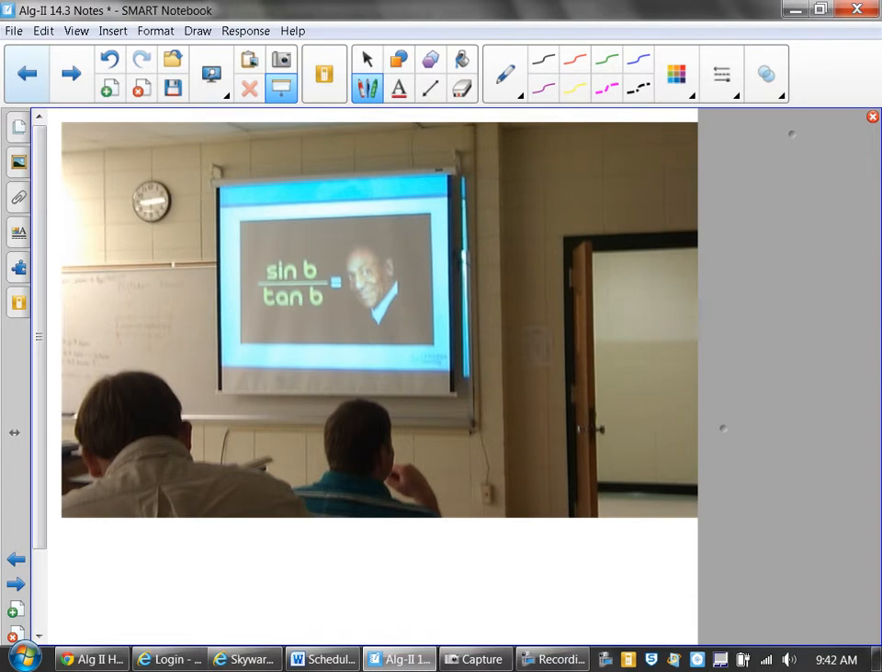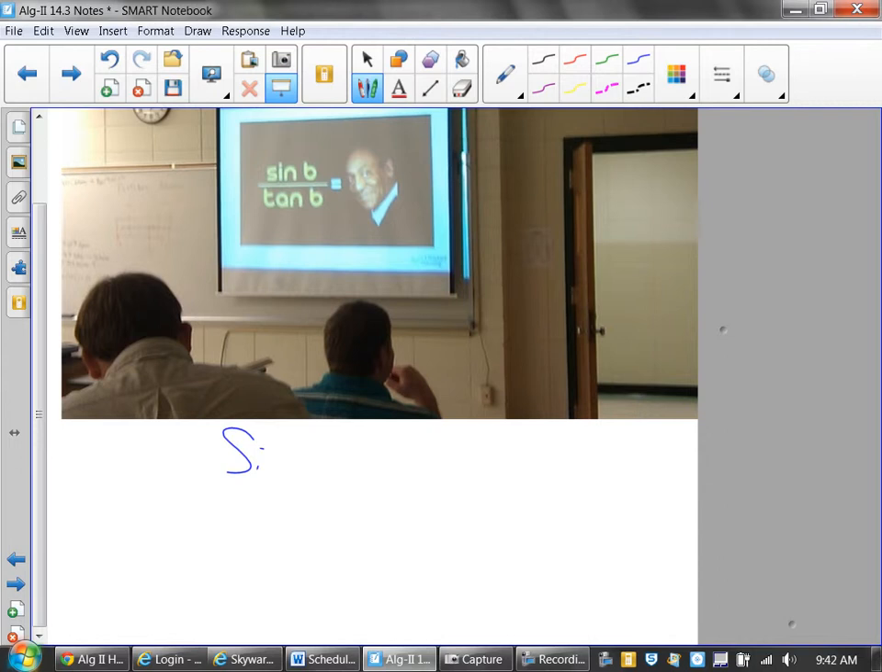Sine of b over the tangent of b is cos b. See? Little cos b. Get it? Sine of b.